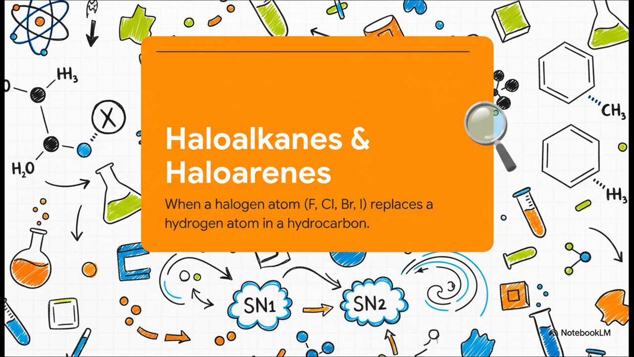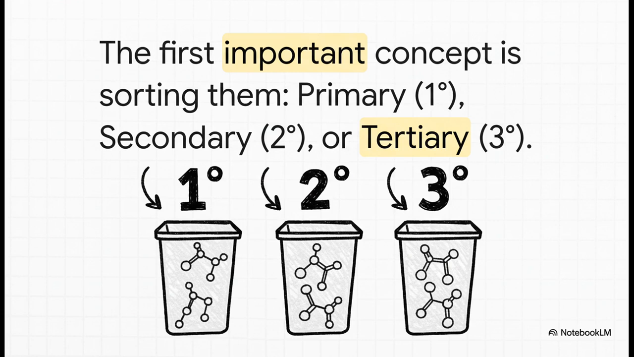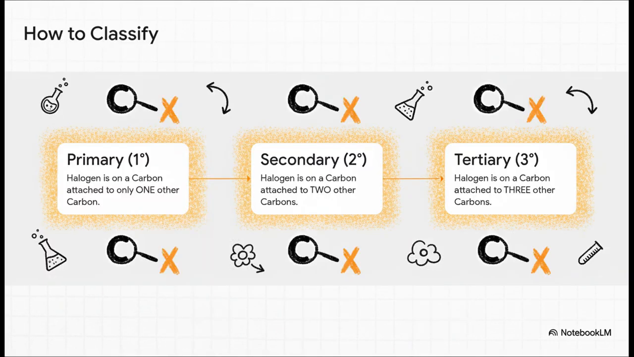So easy. All right, now the first important skill you need is sorting them out. We have to be able to tell if a haloalkane is primary, that's the little 1 degree you see, or secondary, or tertiary. And you might ask, sir, why is this so important? Well, because this classification is the secret key to understanding how they're going to react later. It's very important. So how do we do it?